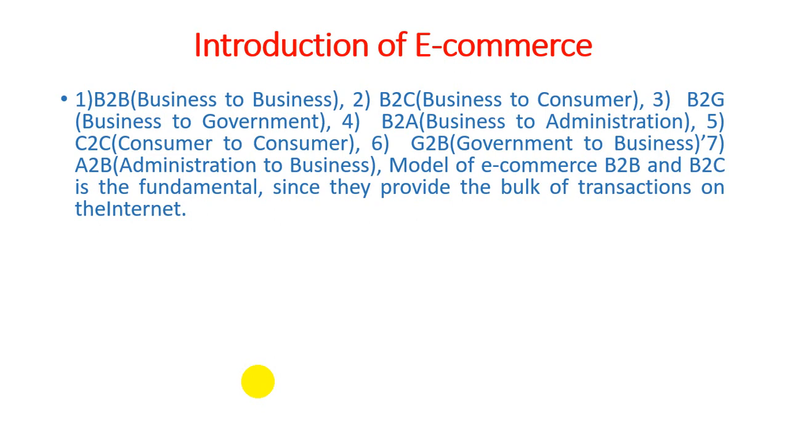It is the basic requirement of e-commerce, since they provide the bulk of transactions on the internet, because nowadays whatever product we are purchasing is either part of B2B or part of B2C. But there are also lots of other models available in the form of electronic commerce. So all the products are covered by these 7 different categories, but we will definitely go through these 2 models, B2B and B2C.